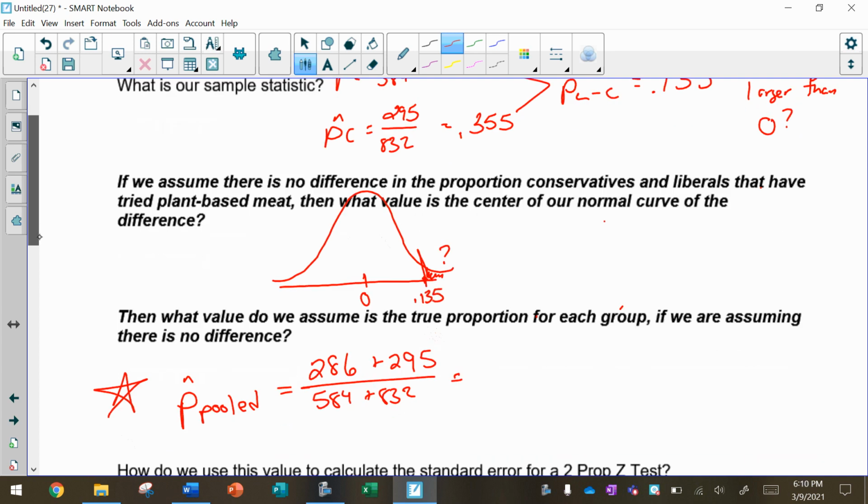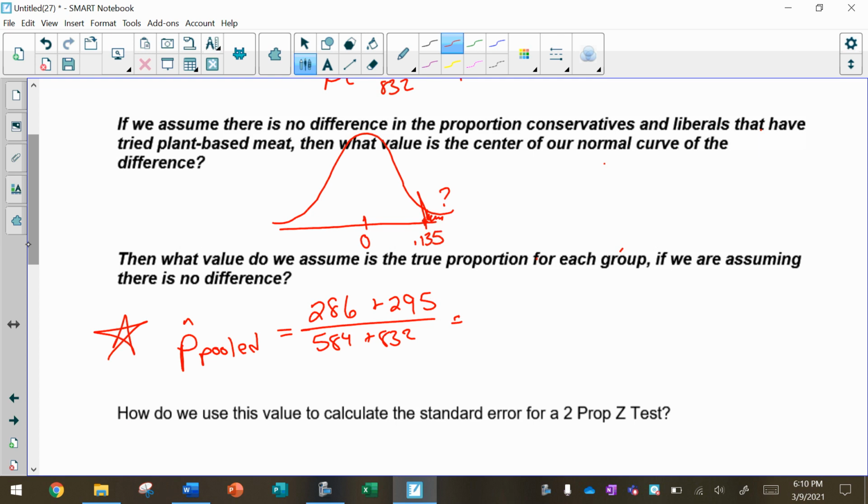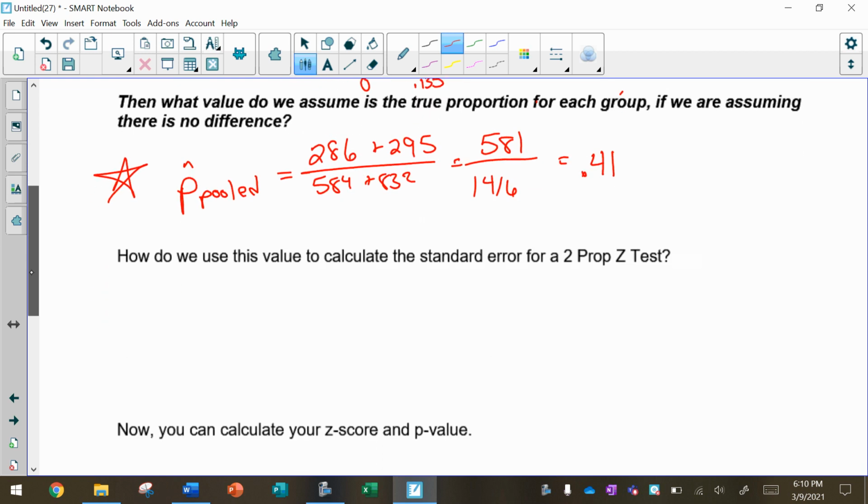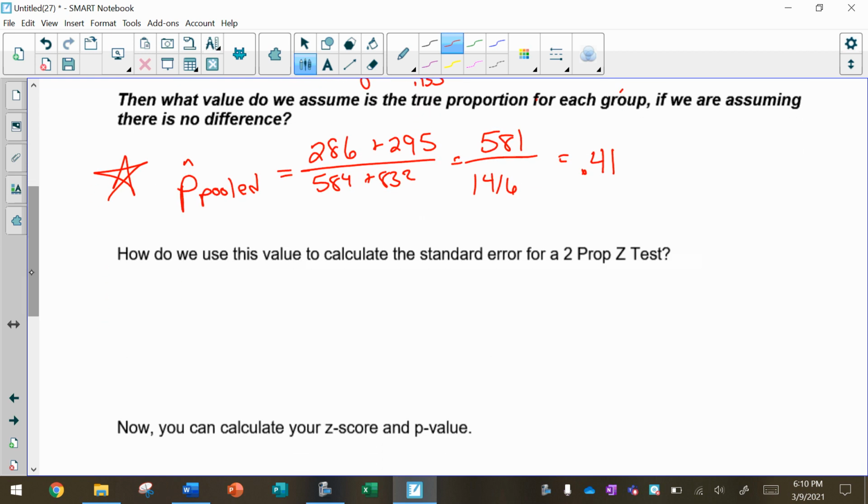In other words, we had 286 plus 295, 581 successes out of 584 plus 832, 1,416 people that were sampled. So 581 divided by 1,416 is 0.41. So this is the value that we're going to use to calculate our standard deviation.